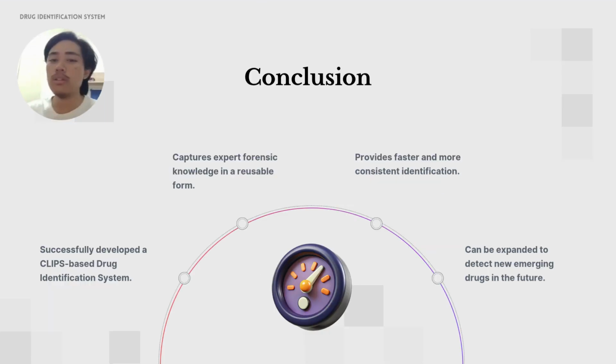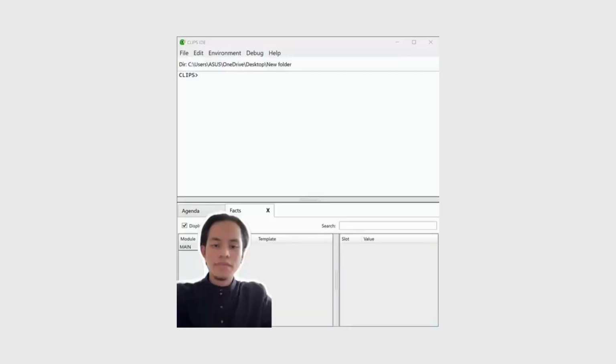So in conclusion, we successfully developed a CLIPS-based drug identification system that captures expert forensic knowledge in a reusable form, provides faster and more consistent identification, and can be expanded to detect new emerging drugs in the future.